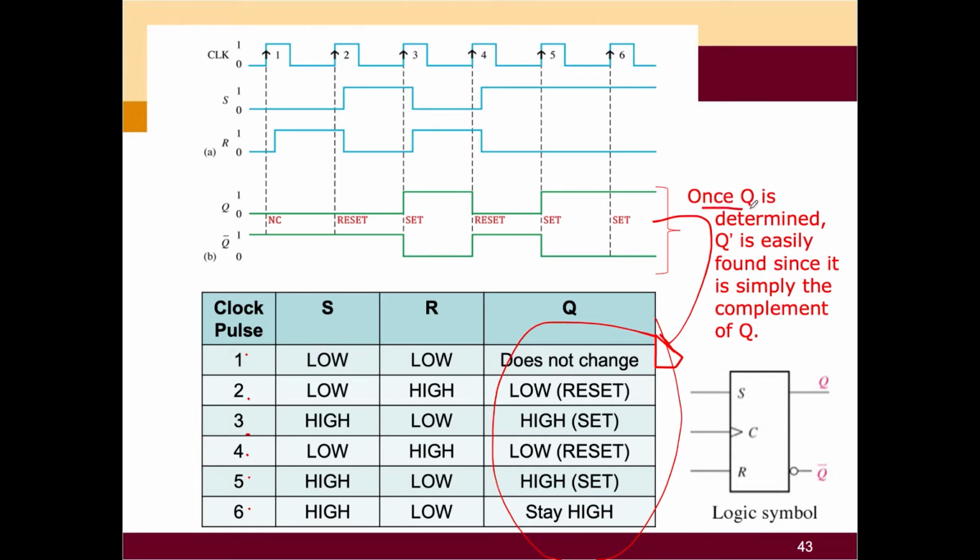So Q is determined. Q bar is easily found since it is simply the complement or the toggle version of the Q. This one I already mentioned.